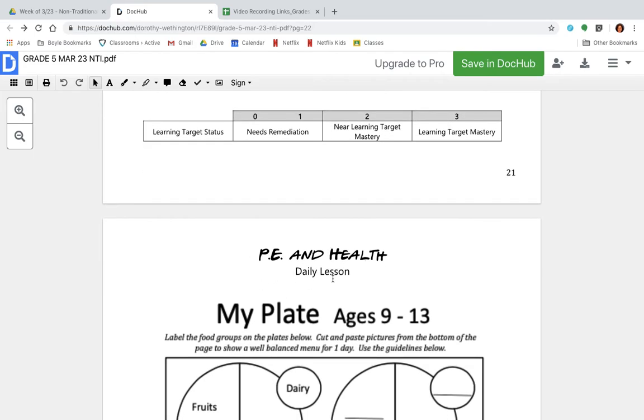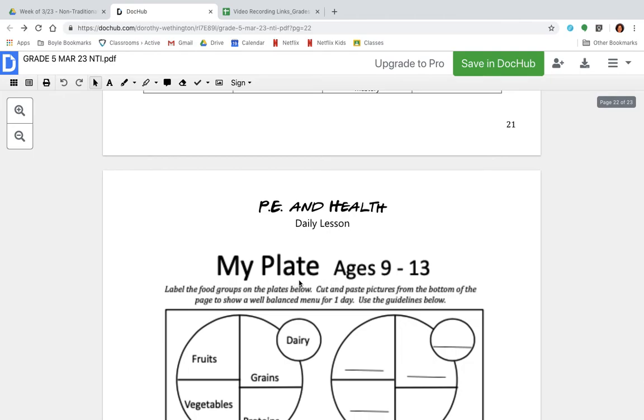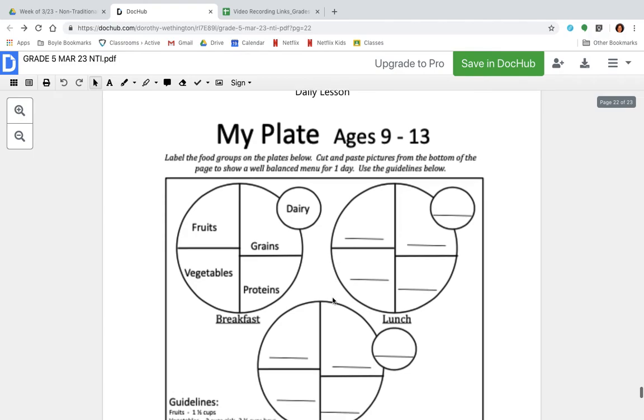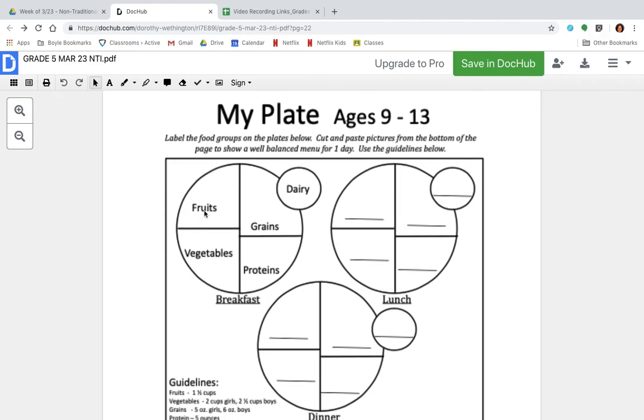PE and Health Daily Lesson. My Plate, ages 9 to 13. Label the food groups on the plates below. Cut and paste pictures from the bottom of the page to show a well-balanced menu for one day. Use the guidelines below. Fruit, grains, vegetables, proteins, dairy for breakfast, lunch, and dinner.